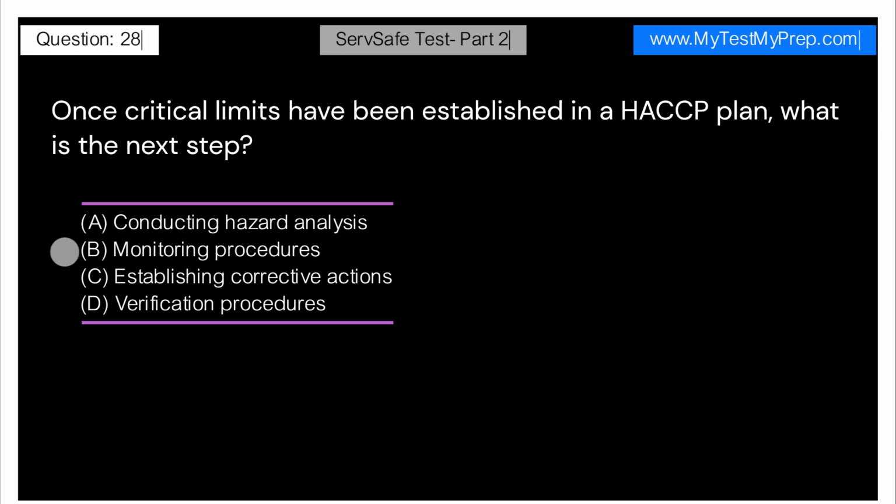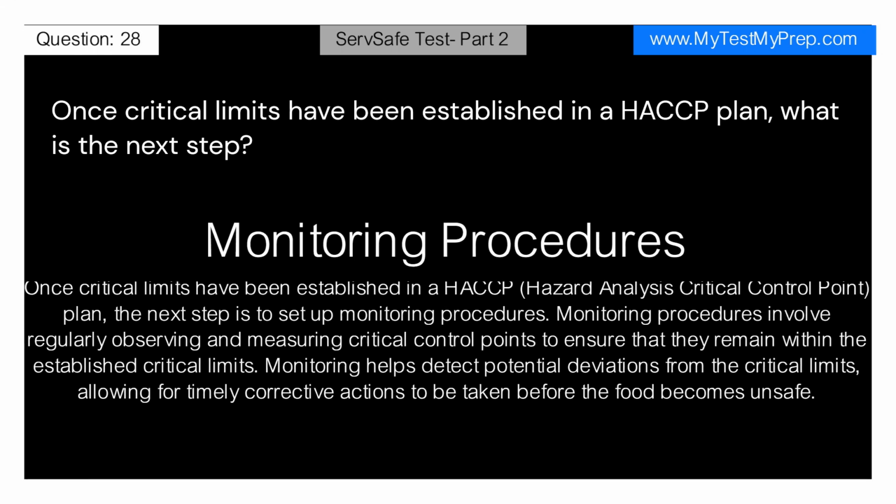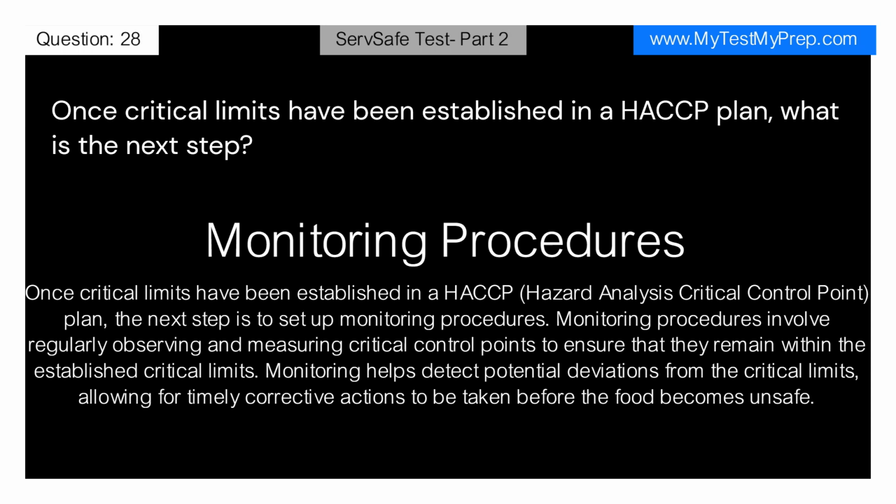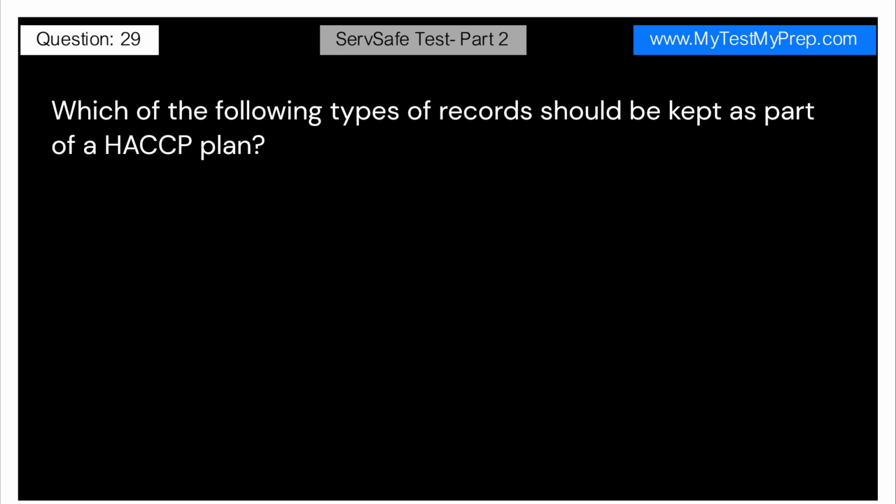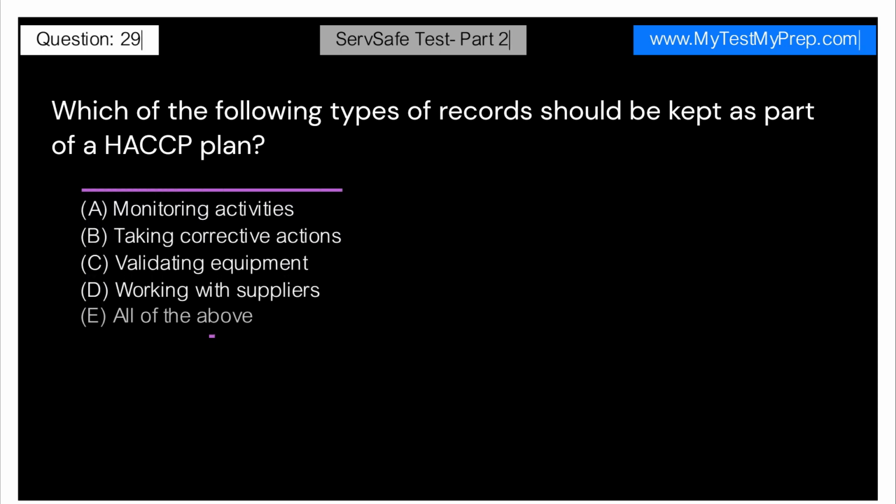Answer B. Once critical limits have been established in a HACCP, Hazard Analysis Critical Control Point, plan, the next step is to set up monitoring procedures. Monitoring procedures involve regularly observing and measuring critical control points to ensure that they remain within the established critical limits. Monitoring helps detect potential deviations from the critical limits, allowing for timely corrective actions to be taken before the food becomes unsafe.